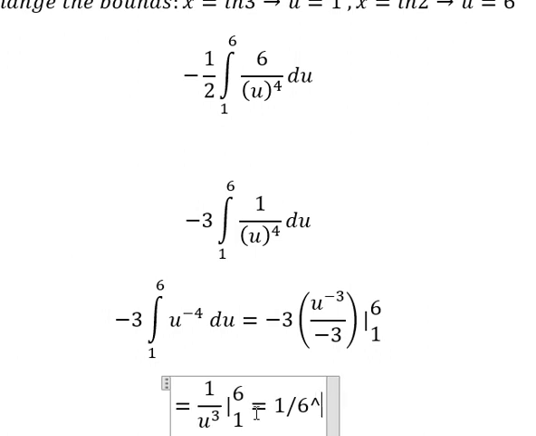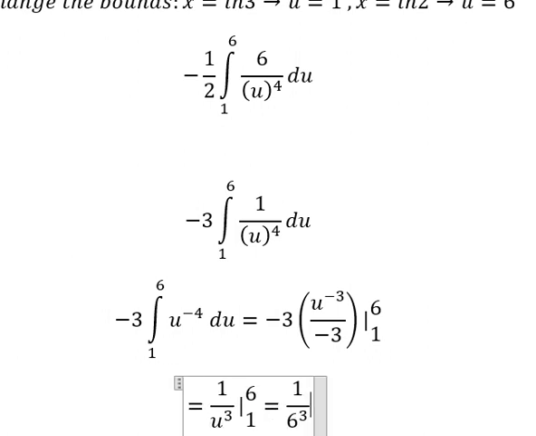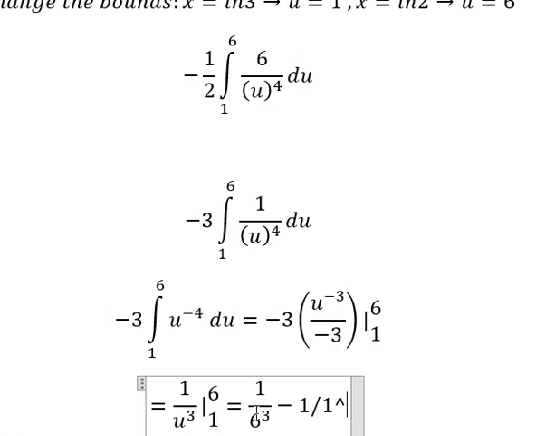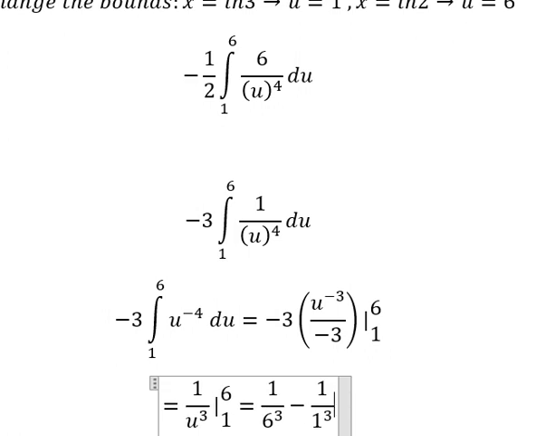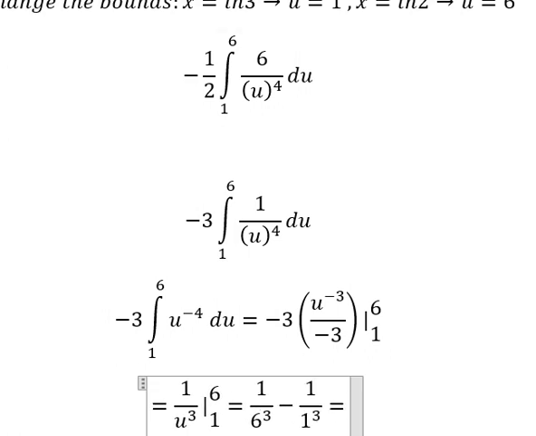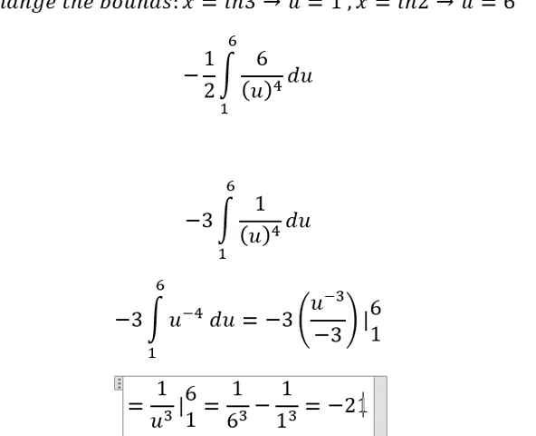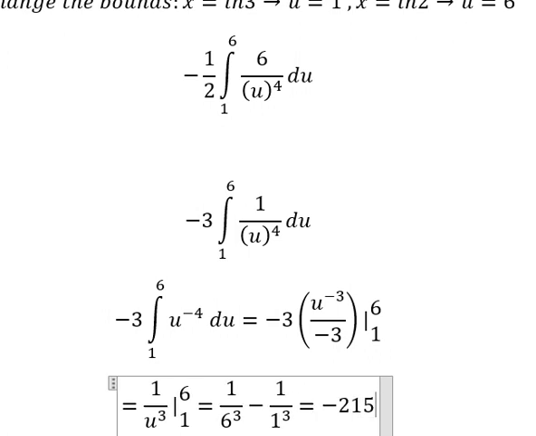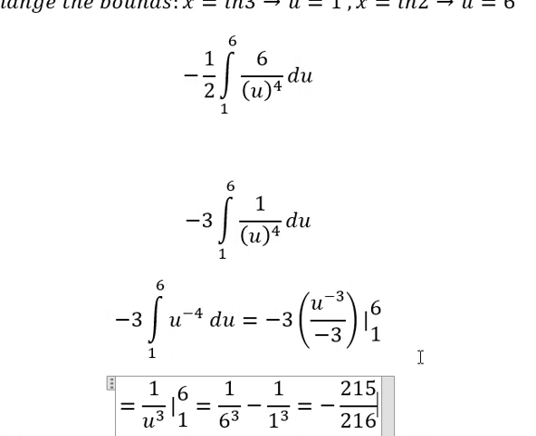And we put the value in here. So we calculate this one. And we have negative 215 over 216.